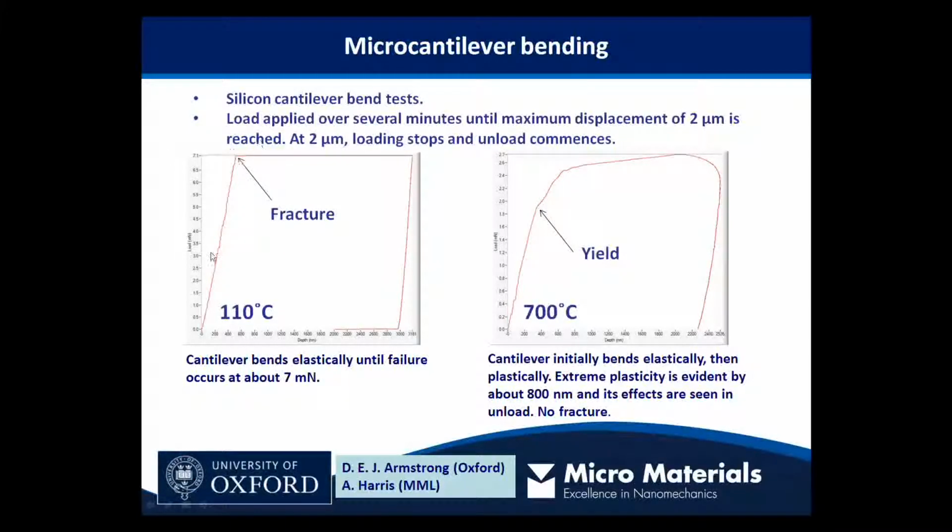Just as a point of note, these loading segments took place over several minutes, particularly in the 700 Celsius case, to allow plasticity to fully develop. In the case of 110 degrees Celsius, we load up linear elastic deformation and then snap. Okay, so load up, snap. The cantilever's broken off. At 700 degrees Celsius, initially we're fairly elastic, then we go into this kind of mild plasticity, and then very, very extreme plasticity.